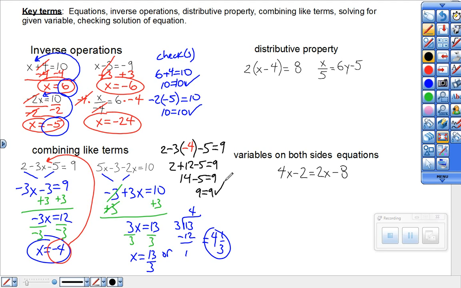All right, the next problem is a distributive property. Make sure when you have a number out front, when you're multiplying by more than one thing on the inside, you multiply that by both things or even three things or four. So I'll do the distributive property in red, and then I'll start my inverse operations in blue.